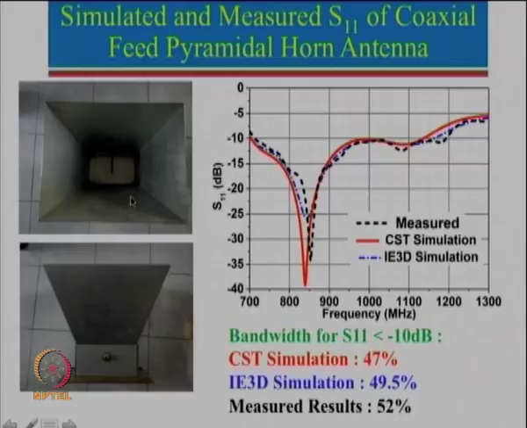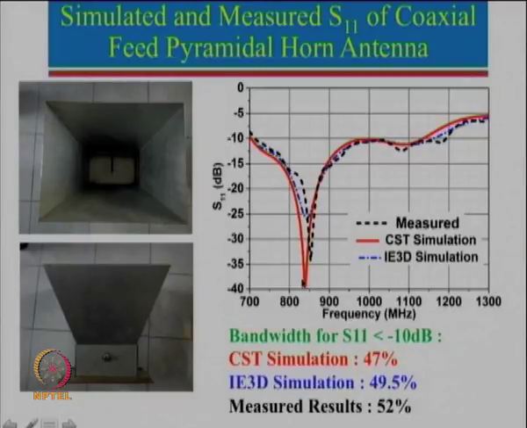So here is the fabricated antenna picture. You can see that this is the coaxial feed over here. This is another view taken from the front. You can see the probe length over here. These are the aperture dimensions.